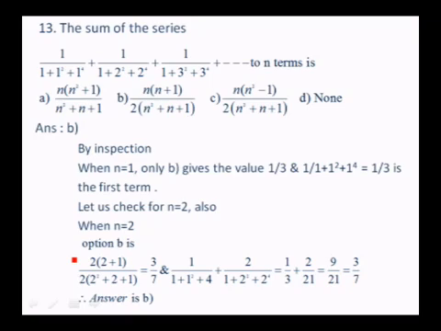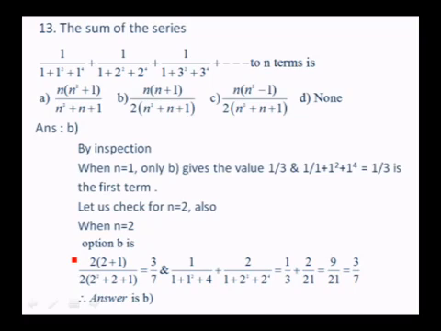So only the second option gives the value 1 by 3, because 1 over 1 plus 1 square plus 1 to the power of 4 is also 1 by 3. In the second option, if you put n is equal to 1, you get 2 into 1 plus 1 over 2 into 1 plus 1 plus 1, that is 1 by 3. In other options, you are not getting 1 by 3. So the best answer is B, you can say, but that none is there. Therefore, you must be very careful. Let us try for n equals 2 also, because none is there. It may be true for n is equal to 1 only. So let us try for n equals 2 also.